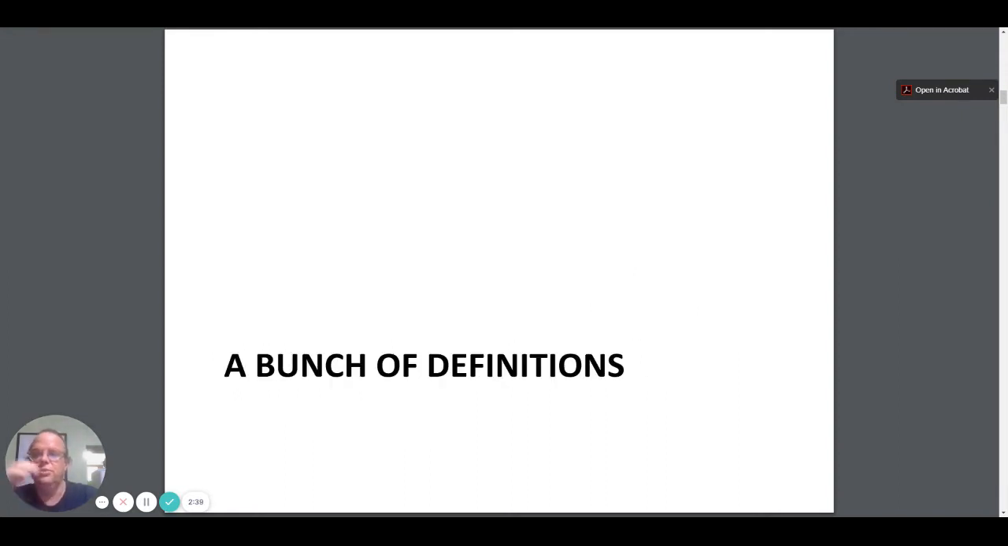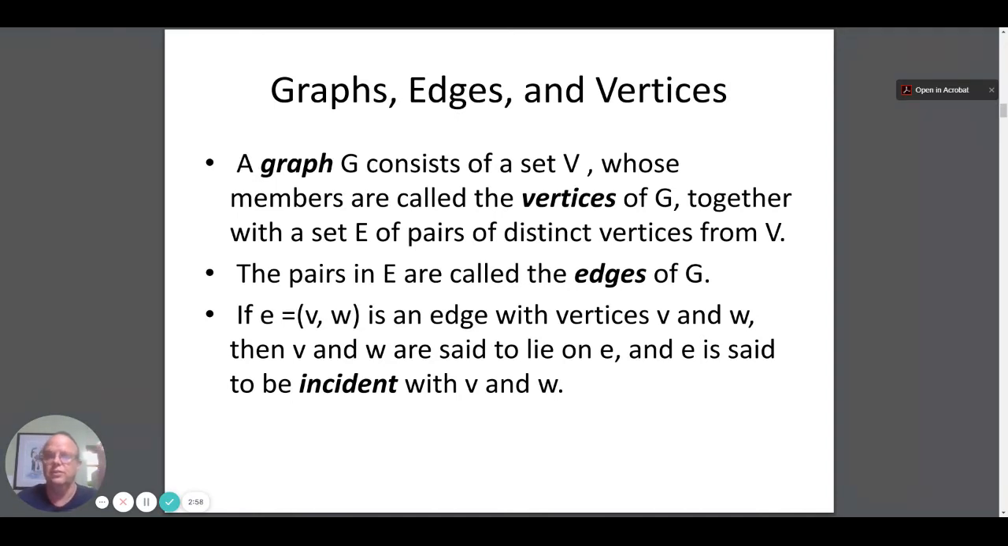So there are a bunch of definitions, and one of the frustrating things with graphs is there's really no standard set of definitions in the mathematical literature, and a lot of it depends on which textbook you're using. But let's go over some definitions regardless and see what some of them are. So a graph consists of a set of vertices, V, whose members are called vertices, together with a set E of pairs of distinct vertices, and those are the edges. If an edge connects V and W, then V and W are said to lie on E, and E is said to be incident with V and W.